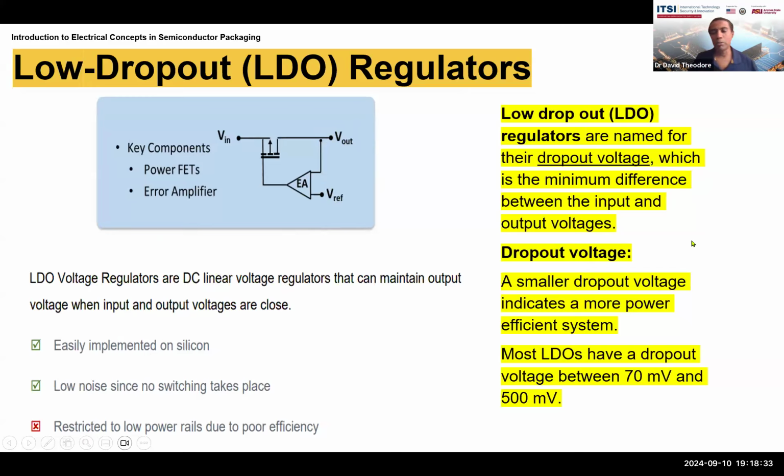So for dropout voltage, a smaller dropout voltage indicates a more power efficient system, and most LDOs, that is low dropout regulators, have a dropout voltage between 70 millivolts and 500 millivolts. That is, the input and the output voltage have to be within this tight range.